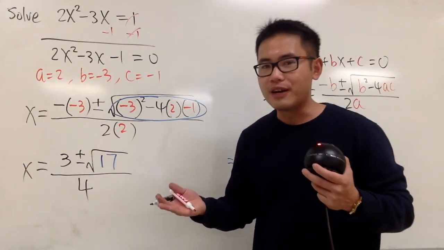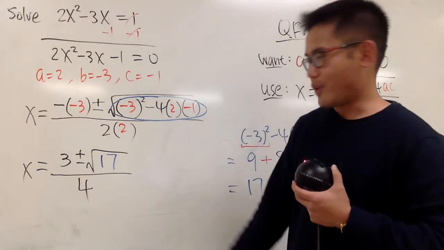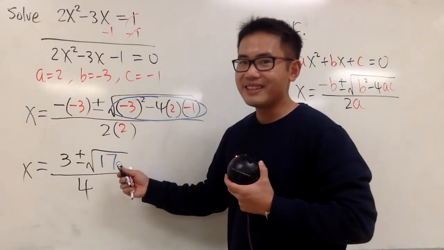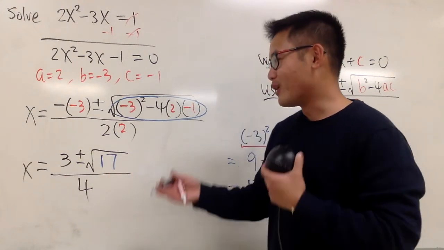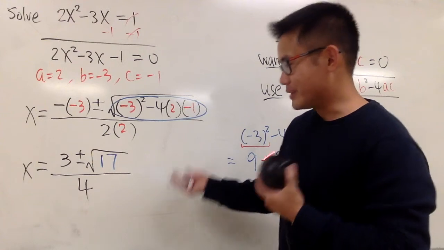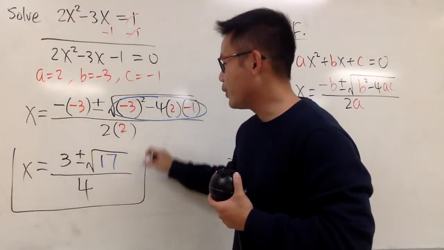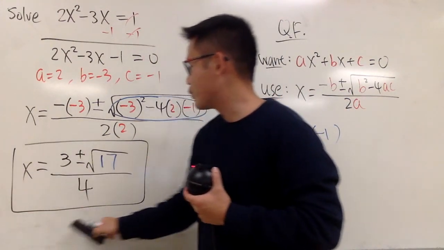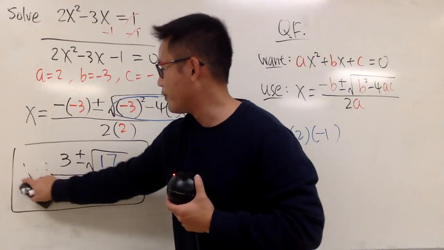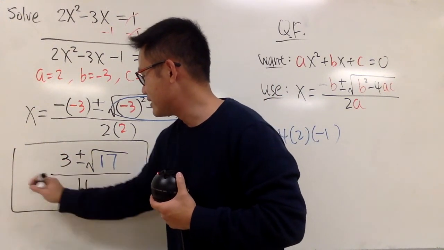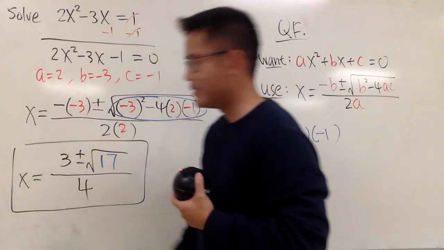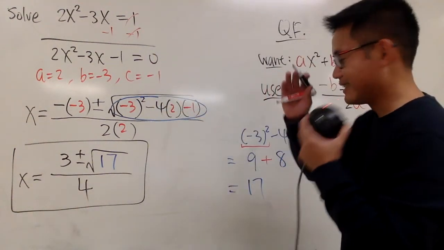And now you have to ask yourself, can we do more? Well, square root of 17, we cannot break this down. So that's actually good, because with that, we are done. x is equal to 3 plus or minus square root of 17 all over 4. And let me just write this down better to make us happier, just like this. Anyway, that's it.